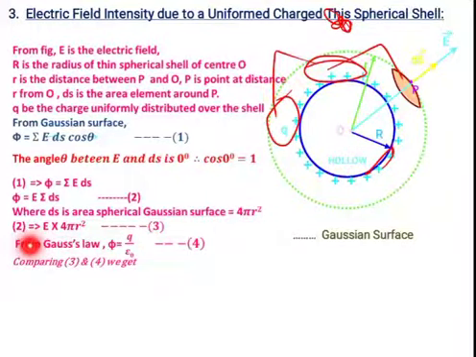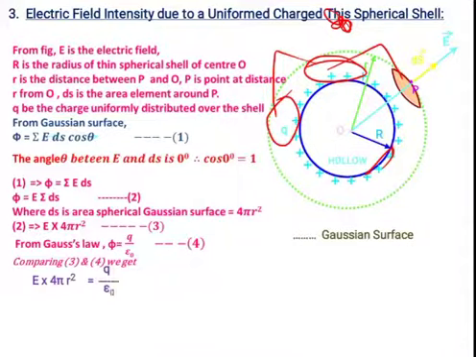From equation 2, if I substitute 4 pi r square, then phi is equal to E into, instead of ds, 4 pi r square. Call it equation number 3. But from Gauss law, what we studied? Phi is equal to q divided by epsilon naught. This is also phi, so we can compare both the equations, equation 3 and 4.